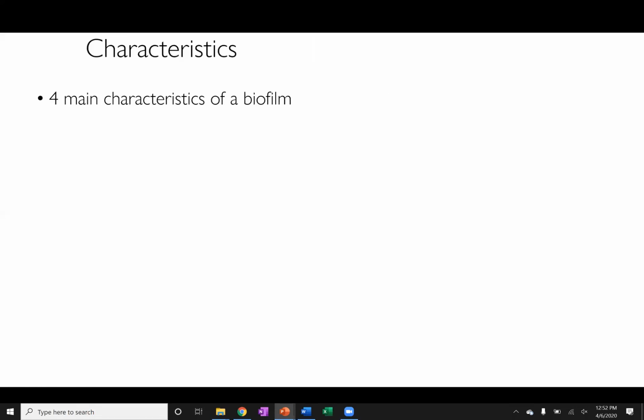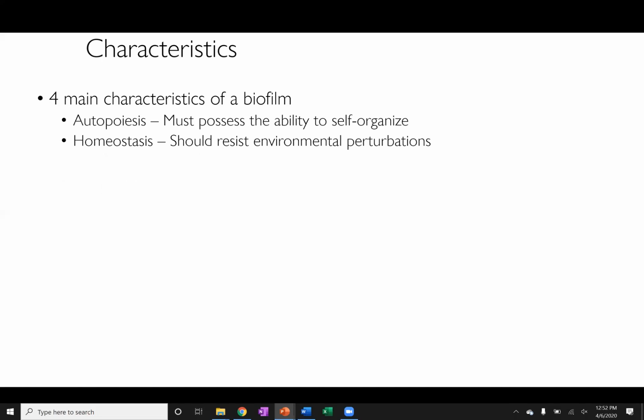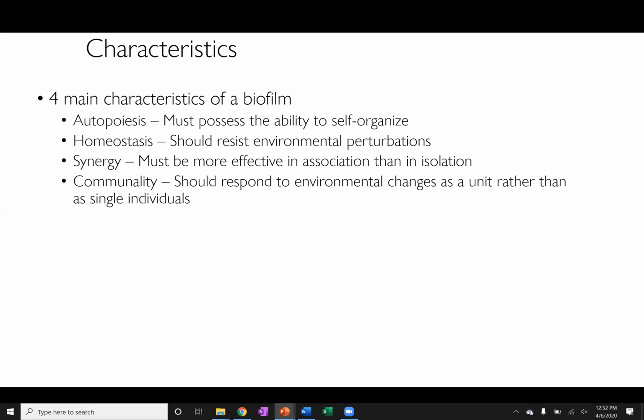And so there are four main characteristics of biofilms as a whole. There's autopoiesis, the possession of the ability to self-organize; homeostasis, resisting environmental perturbations; synergy, they have to be effective in association rather than in isolation; and then communality, they need to respond to environmental changes as a unit rather than as a single individual. So let's start off with autopoiesis, possession of the ability to self-organize.